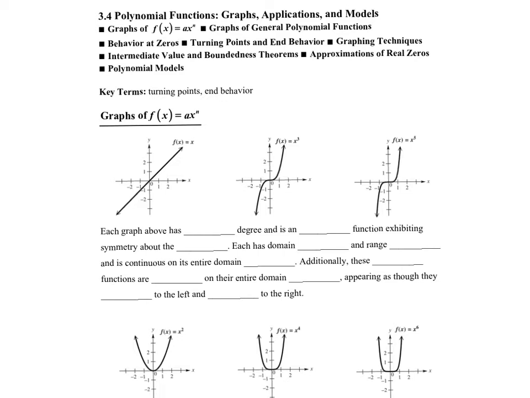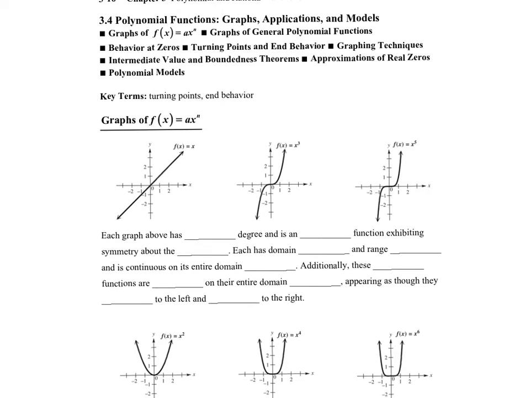So here's our three basic graphs. f of x equals x, f of x equals x cubed, and x to the fifth. These all have odd numbered exponents, so these are all odd degree because the leading exponent is odd. So they're odd degree, odd functions, exhibiting symmetry about the origin. Each has domain negative infinity to infinity, range negative infinity to infinity. It's continuous on its entire domain, negative infinity to infinity.